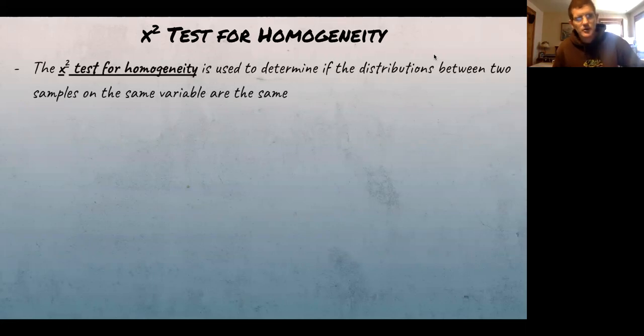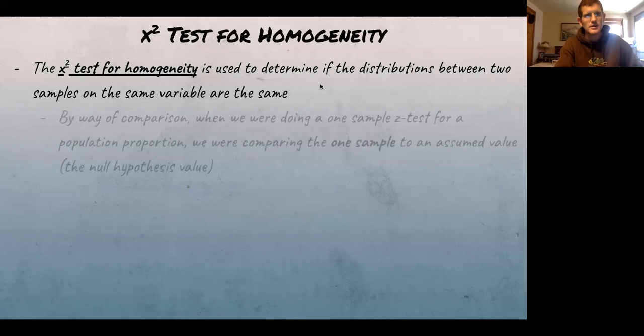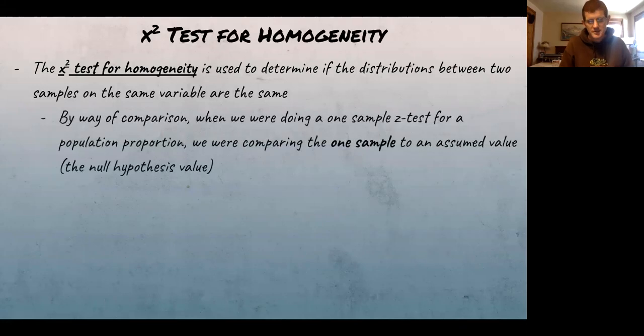The chi-square test for homogeneity is used to determine if distributions between two samples on the same variable are the same. Now, it can be two or more samples, I should say that, but let's use an analogy to think through what this test is for. When we were doing a one sample Z test, and I picked that one for simplicity's sake because proportions are a little bit more straightforward, what I'm basically saying is I found a p hat.